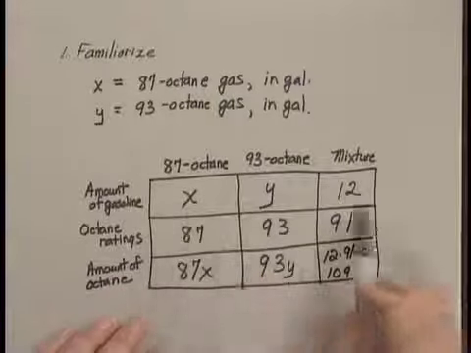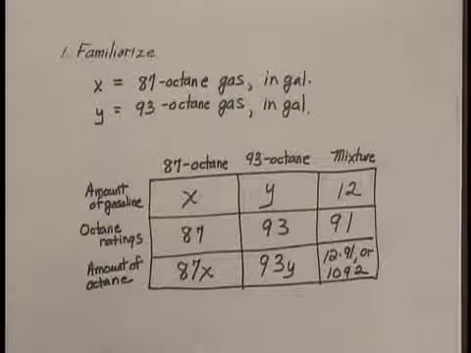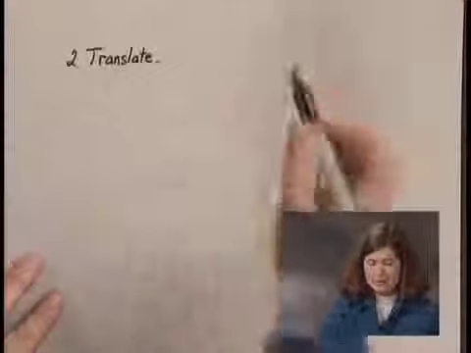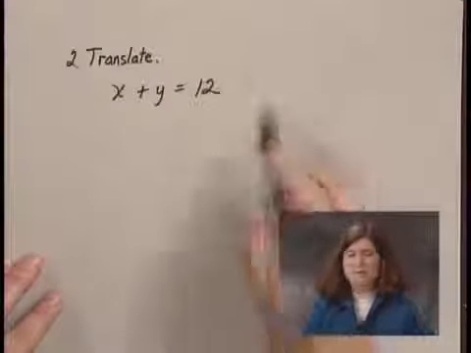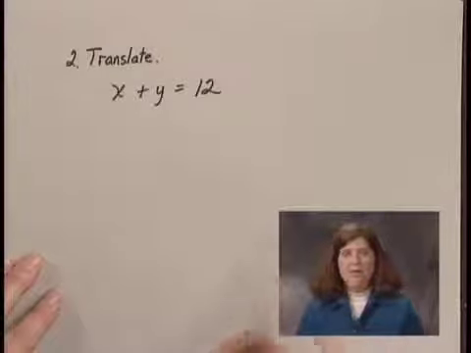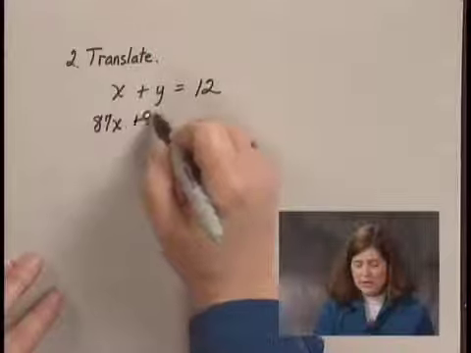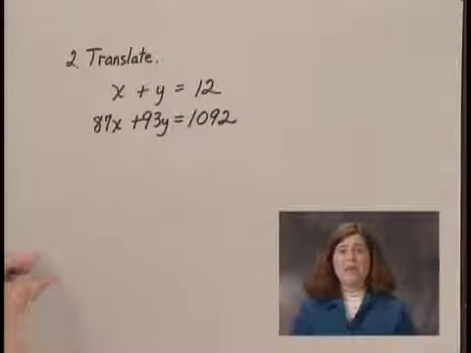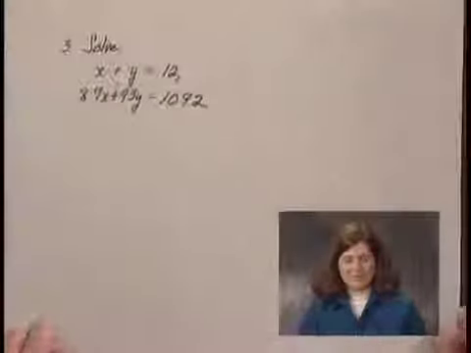And we're going to get our two equations from the top row and the bottom row of the table. We move to our second step, translate. And we have from the top row of the table that X plus Y has to equal 12. This has to do with the total amount of the gasoline. To have the correct octane, we need 87X plus 93Y equals 1,092. And this came from the third row in the table. So now we're ready to solve that system of equations.